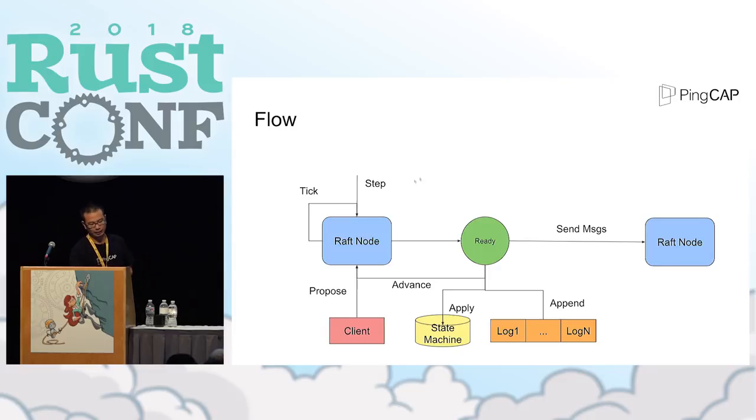And in the ready state, we can do something. In the ready, we can get entries and apply them to the Raft logs, and we can also get committed entries and apply them to the state machine, and we can also get some messages and send them to the remote Raft nodes. And after we handle all the ready, we call advance to drive the Raft node to another step, to another state, and loop again.